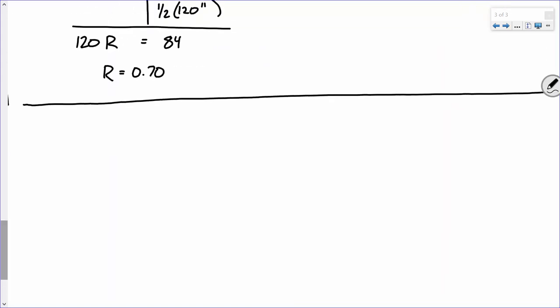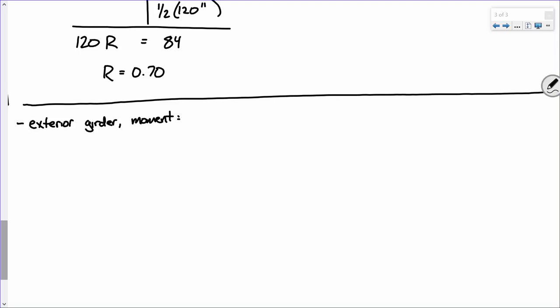Now what we're going to do is look at exterior girder moment. All right, so far so good?